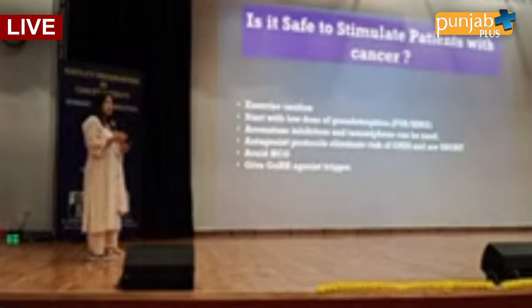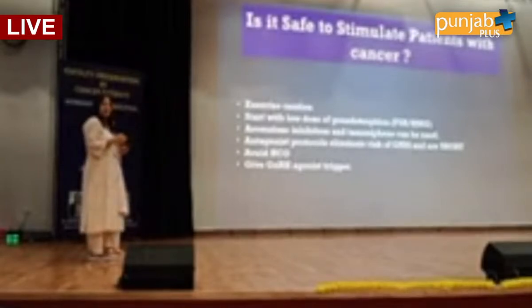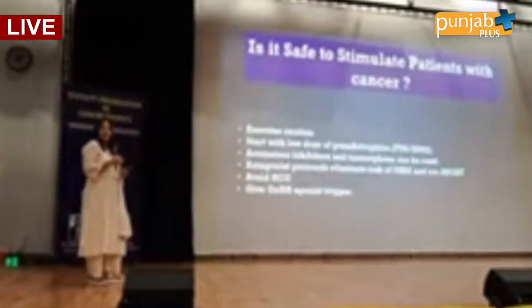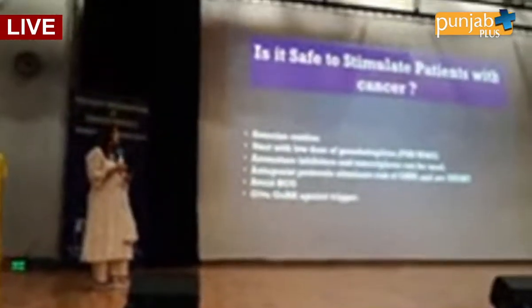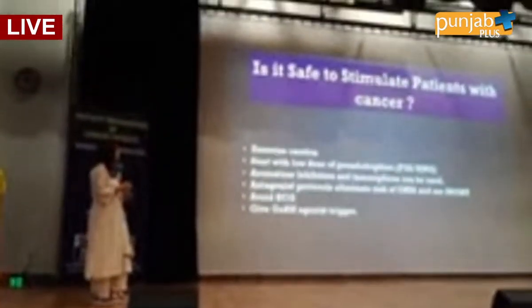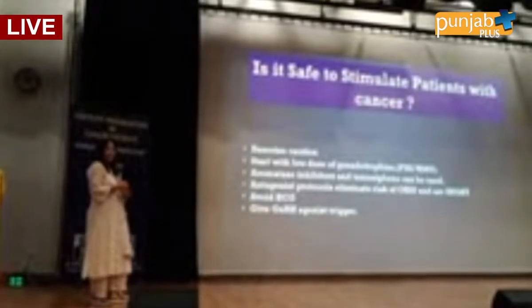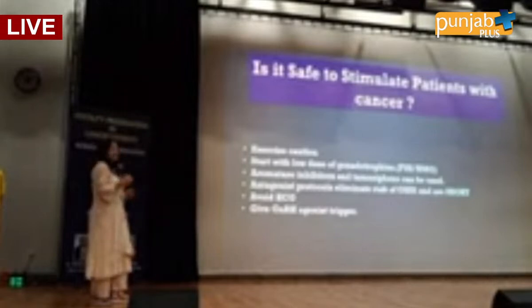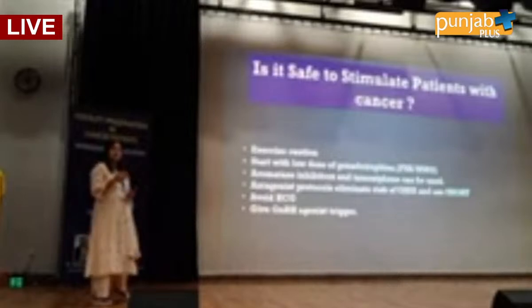There are protocols in which first there is pituitary downregulation and then there is stimulation, so we have to give higher doses of gonadotropins in those patients. But in cancer patients, an antagonist protocol is used, where the patient is not downregulated with GnRH agonist. She is directly started with FSH and HMG, and that too in low doses like 150 IU, 100 IU, or 170 to 200 IU.